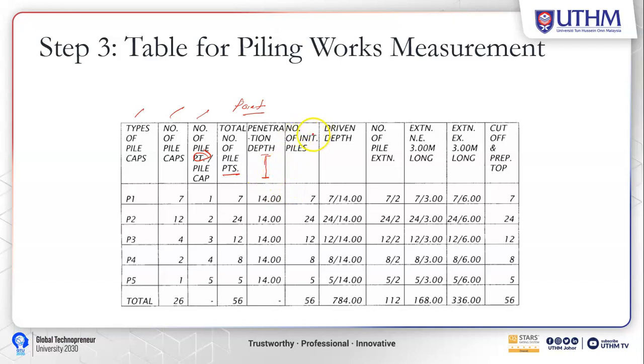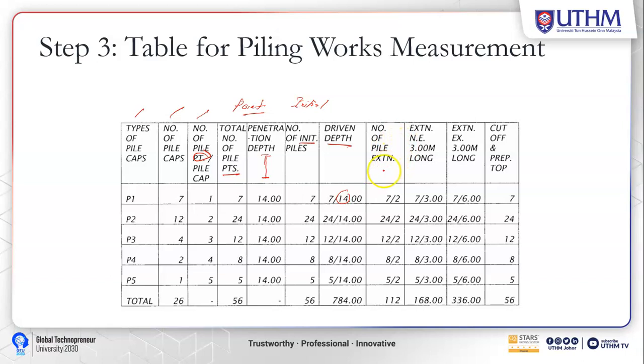And then number of initial pile. This one is the first pile that will be driven to the ground. Initial pile. And then these are the driven depth. So for our case, the engineers already gave you 14 meter depth. Okay, 14 meter depth for every point.